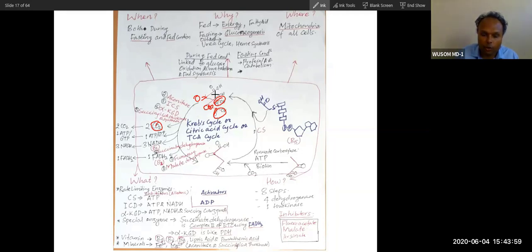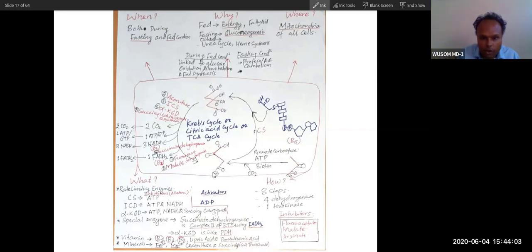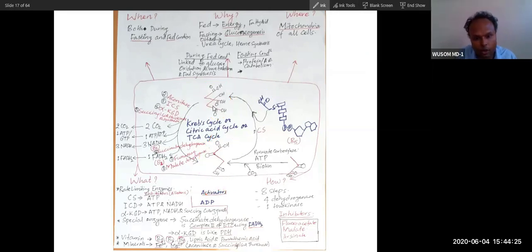So you can see citrate converts into oxaloacetate. Again, oxaloacetate will bind with coenzyme A, and acetyl again converts into citrate, and then citrate, oxaloacetate, citrate, oxaloacetate. That is why this is called the citrate cycle, the tricarboxylic acid cycle. Did you get that?